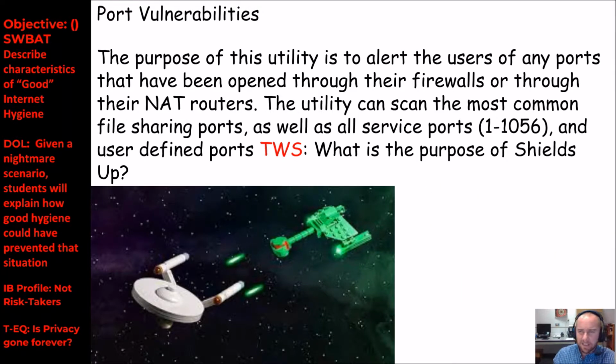Anyways, the utility can scan the most common file sharing ports as well as all service ports, so that's 1 through 1000. Remember, there's a total of 65,000 some ports out there. And of that huge number, some of them are user-defined ports, so that's sort of how the internet works. You go to a server at a specific port, like port 80, and that's where you're going to get your internet traffic from. Now, when they send the information to you, it's assigned whatever random port your computer assigns it. It doesn't necessarily have to be your port 80. But on the server side, it's at least starting off on port 80.